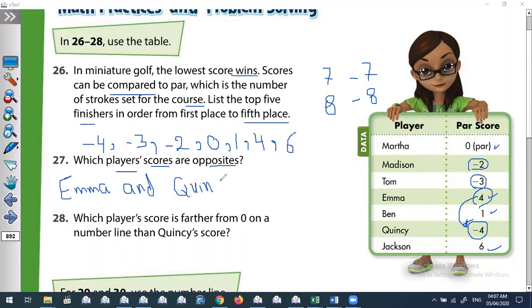The next one. Which players' scores are farther from 0 on a number line than Quincy's score? Farther, he needs to get the greatest number. What is the greatest number here from 0? The greatest number is Jackson's 6. Yes, this is the greatest number, the last one here. 6. So which player? It will be Jackson.